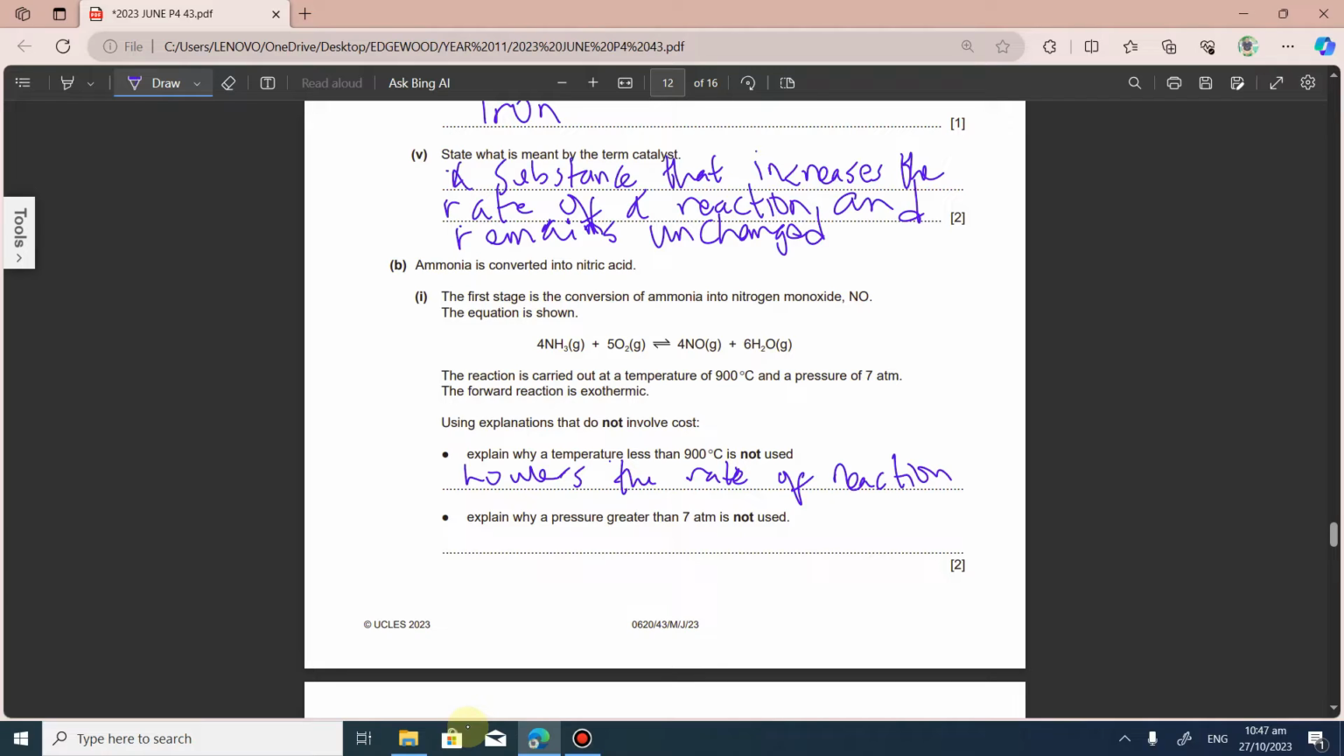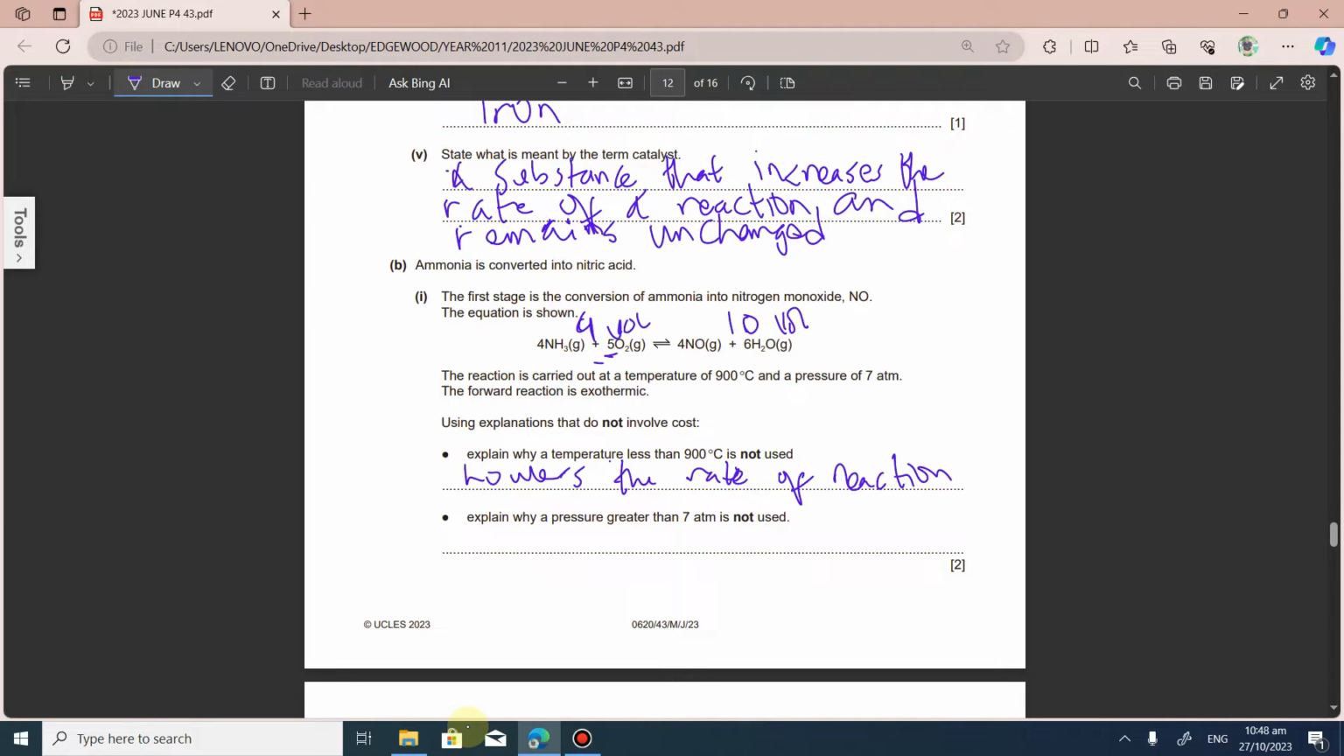Now if you use a higher pressure, it's going to favor the side of the reaction with lesser volume. So let's look at the side of this reaction with lesser volume. We have the reactant side and we have the product side. So let's add the number of volumes in the reactant side. So that's 4 plus 5, so this is 9 volumes. If you add this one, 4 plus 6, 10 volumes. So we are saying that when you increase the pressure, you're going to favor a side with lesser volume. So which side do you think is going to be favored? Of course, the side with lesser volume is the reactant side.